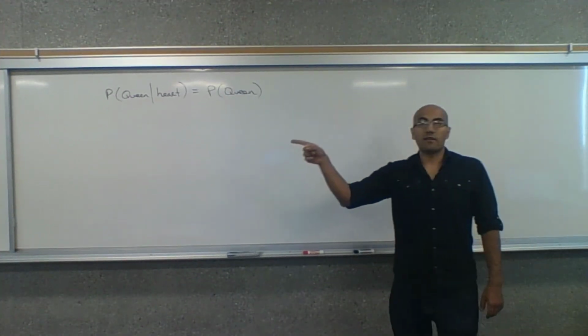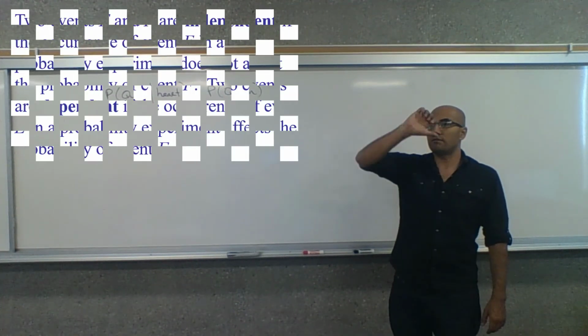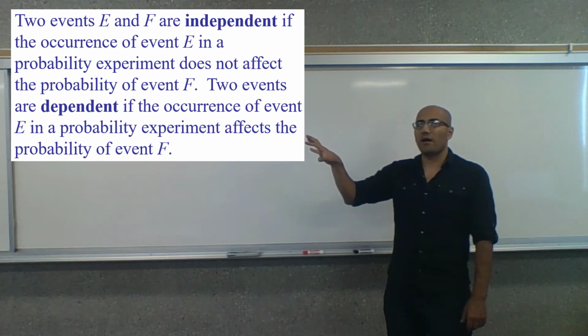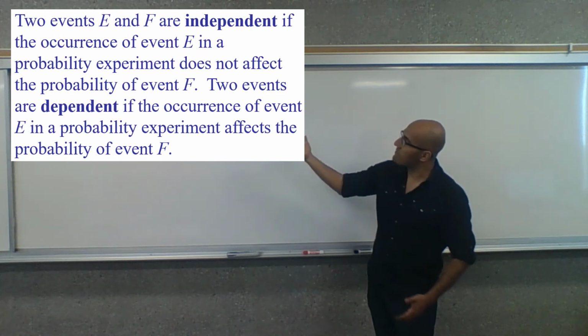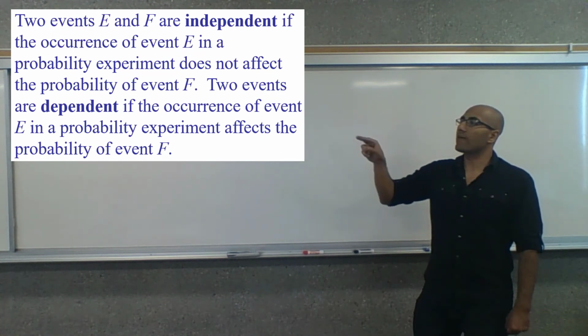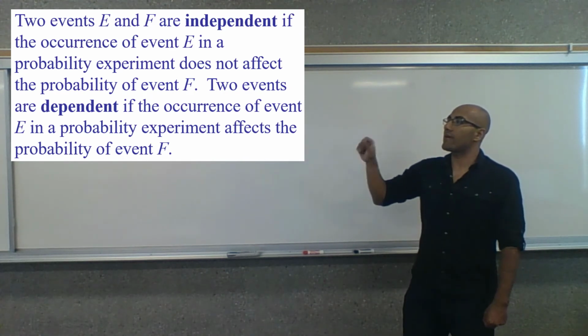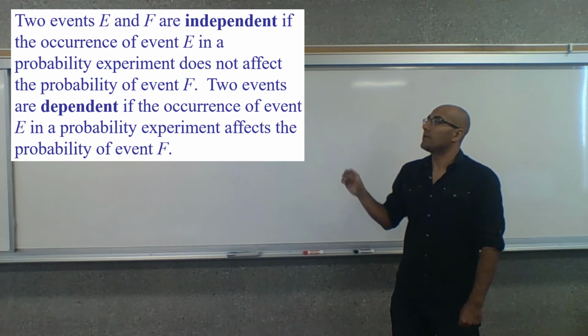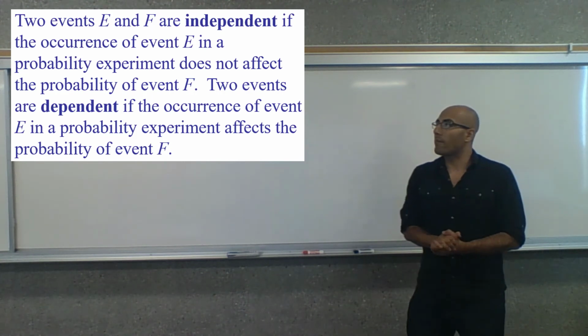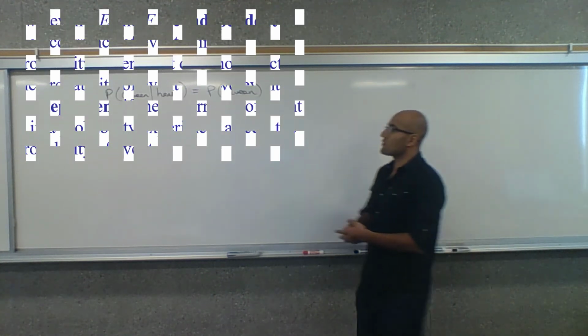Does that make sense? So we can say that these two things are independent. So if we go back to the definition of independence, which we did a while ago, the first time you saw it, maybe it didn't quite click in, maybe it helps a little bit more. Two events, E and F, are independent if the occurrence of event E in the probability experiment does not affect the probability of event F. Isn't that what just happened here?